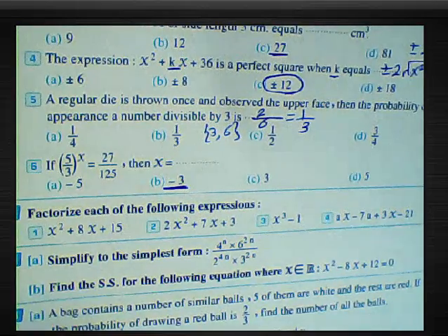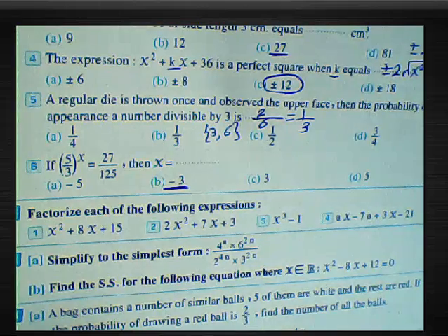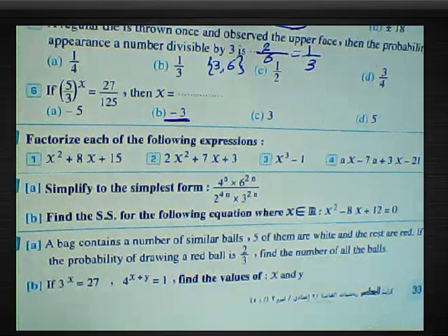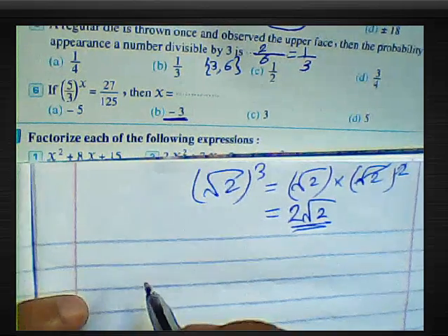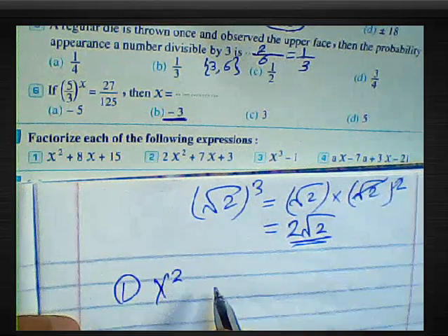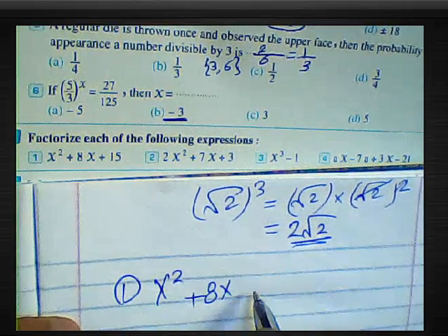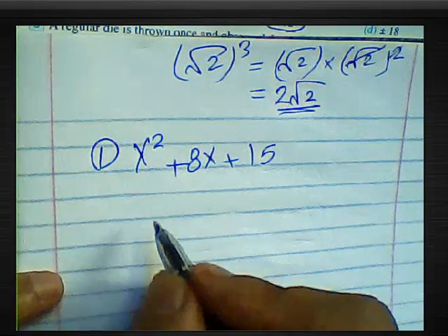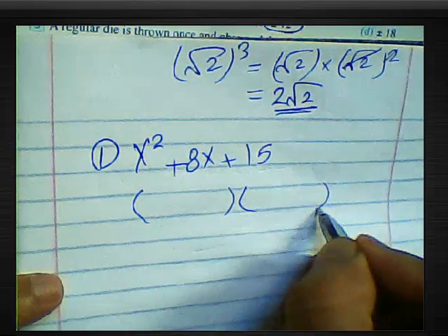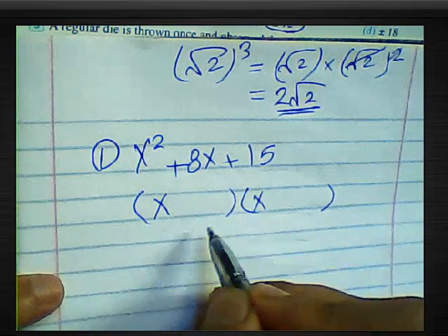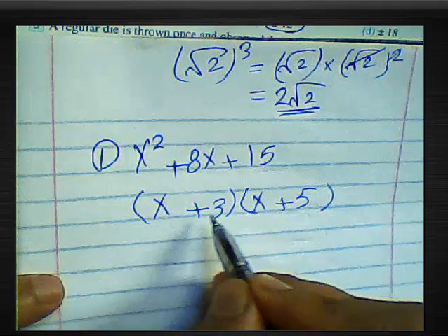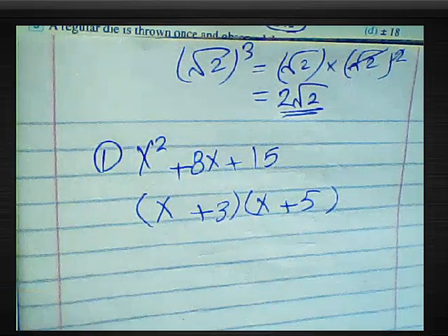Another example, factorize each of the following expressions. Number 1, x power 2 plus 8x plus 15. We can factorize this expression. We can write two brackets here, x power 2 is x times x, 15 is 3 times 5, and we must write positive and positive here.